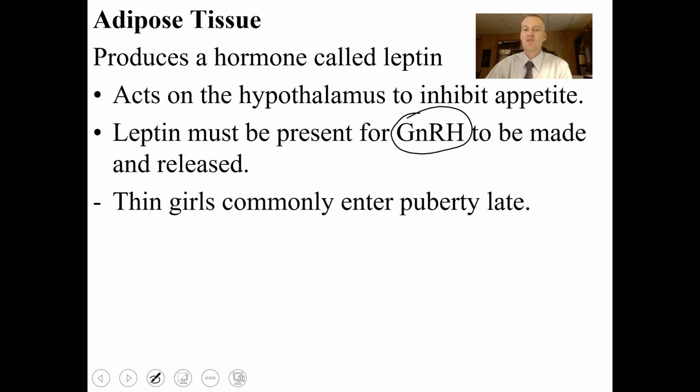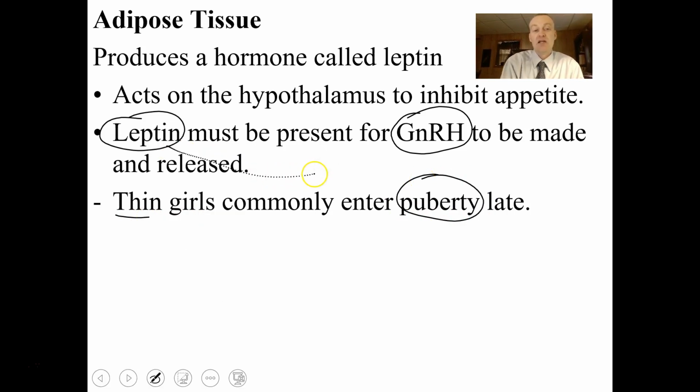Specifically in girls, thin girls, we know that leptin production is important in regulating things like the menstrual cycle. Thin girls typically will enter puberty late because if they're thin, they don't produce a lot of leptin, and if they don't produce a lot of leptin, then they don't produce the gonadotropin releasing hormone, which tells the pituitary gland to release follicle stimulating hormone and luteinizing hormone.